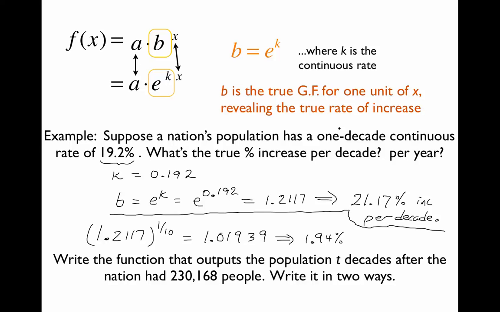Okay, let's do this little task here at the bottom. So can you write a function? T decades, okay? So P of T, and write it 2 ways. Same function, write it 2 ways.